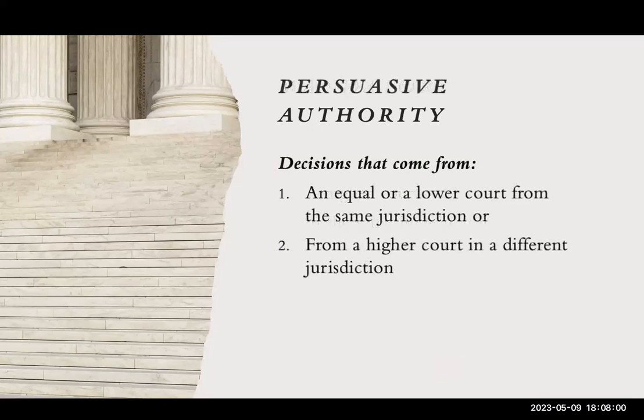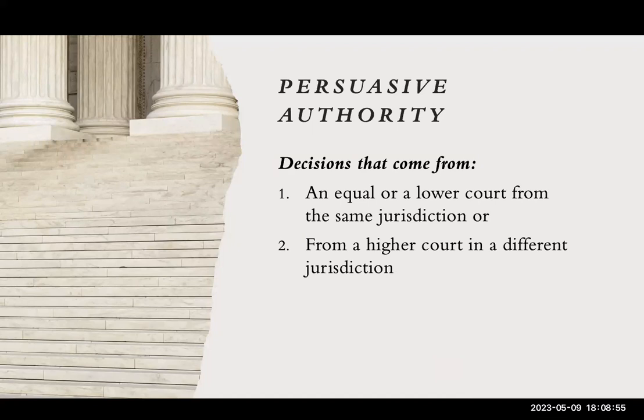Persuasive authorities, on the other hand, are not mandatory authorities, but they are decisions of an equal or lower court from the same jurisdiction or from a higher court in a different jurisdiction. So if a California Court of Appeal was considering an issue and another district Court of Appeal had considered that same issue, the decision of the other district Court of Appeal would be persuasive authority. It doesn't have to be followed, again, because it's the same level. Similarly, the California Court of Appeal may be researching an issue, and there may have been an opinion written by a trial court judge about the same issue. Again, they're free to consider the reasoning of that trial court judge, but it's not mandatory.